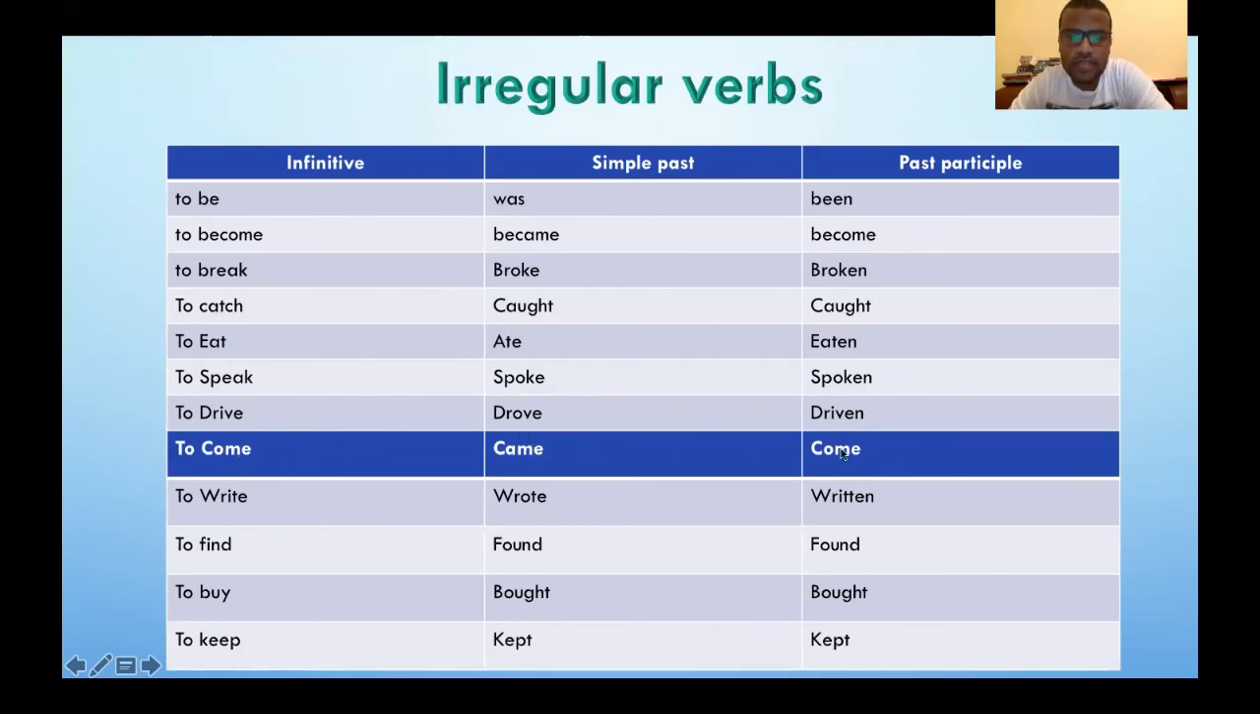To come, came, come. To write, wrote, written. To find, found, found. To buy, bought, and to keep, kept, kept. Okay, just an example of irregular verbs.